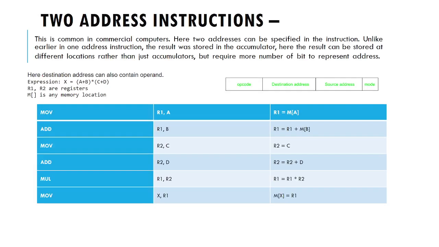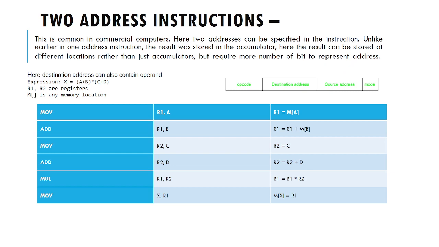Now here is our two address instruction. This is common in commercial computers. It is frequently used. Here two addresses can be specified in the instruction. Previously we have seen only one address. Now we can specify two addresses. One is the destination address, another one is the source address.